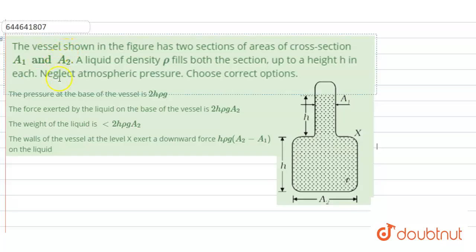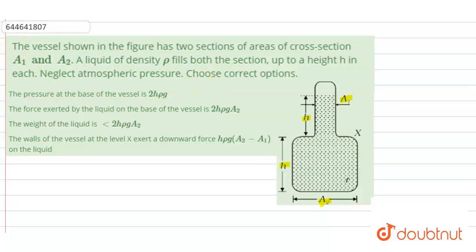Hello everyone, let us try to solve the given problem. So the given problem states the vessel shown in the figure has two sections of areas of cross section A1 and A2. So here you can see that this vessel has two areas. This is A2 and this is A1. Now a liquid of density rho fills both the sections up to a height h in each. So you can see that the liquid is filled in both the tubes up to the height h in both the columns. Now we have to choose the correct options.